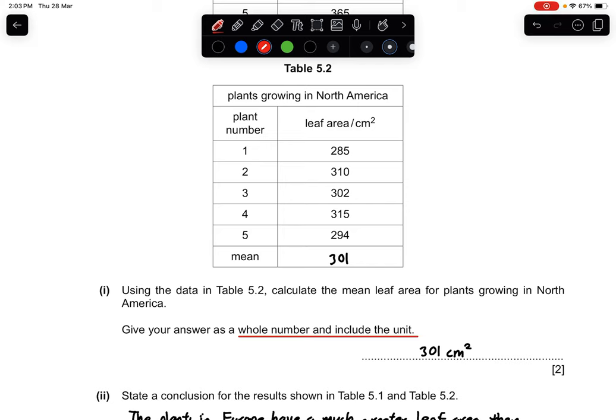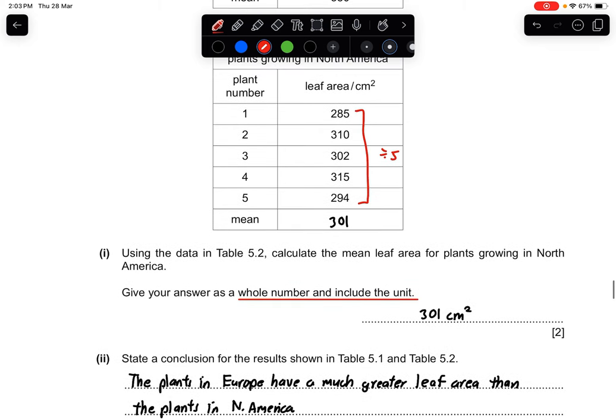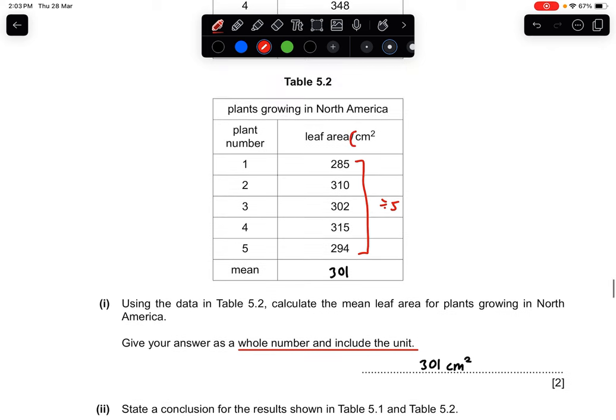So they want a mean. I think you know what is mean, right? Add up all of these and divide by 5. And you get 301 centimeter square. If you're wondering where to get the unit from, it's here. You must add the unit or you get -1 mark.